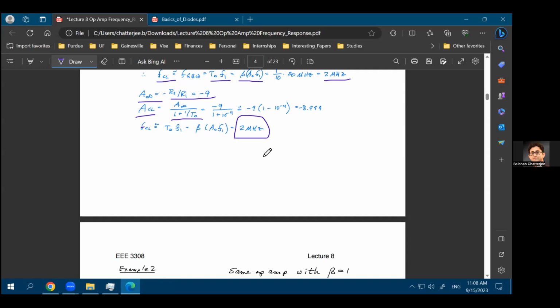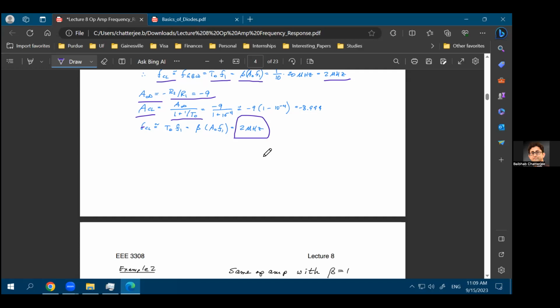You have reduced this by an amount of T naught. What is T naught? T naught is A naught multiplied with beta. And because you have reduced it by an amount of T naught, this has become almost equal to 1 upon beta. So your gain is 1 upon beta. What is your bandwidth? Bandwidth is here right now. Till this point, you do not see any reduction in the gain. You'll start seeing reduction in the gain at this point, which is F closed loop. And this is A closed loop.